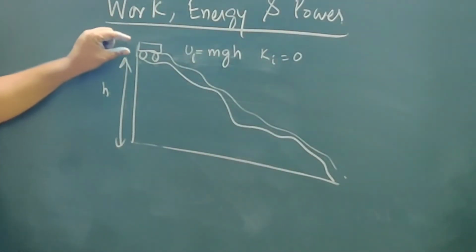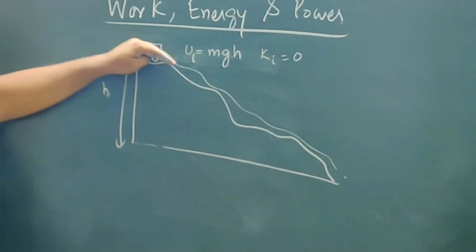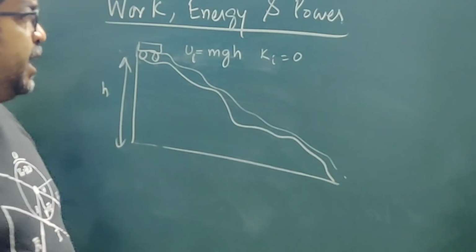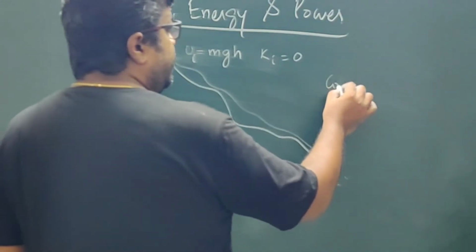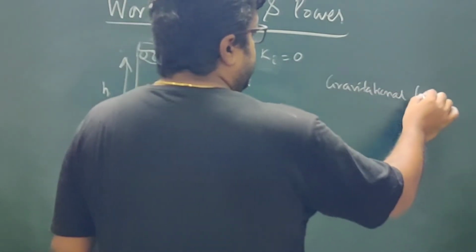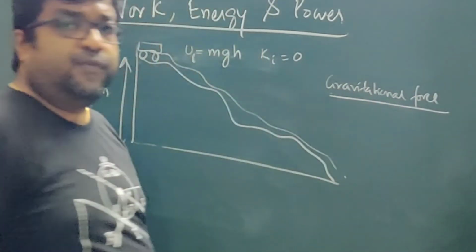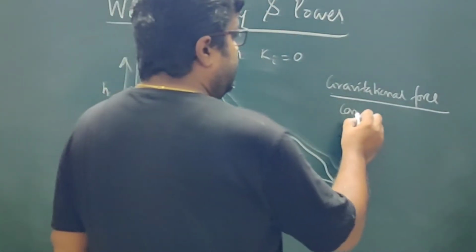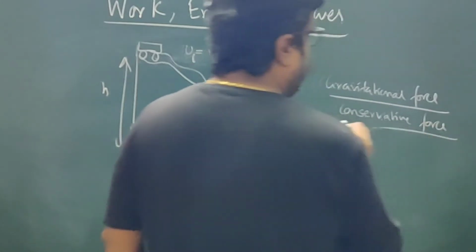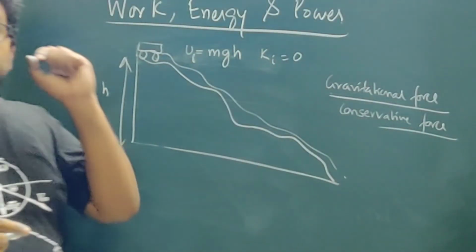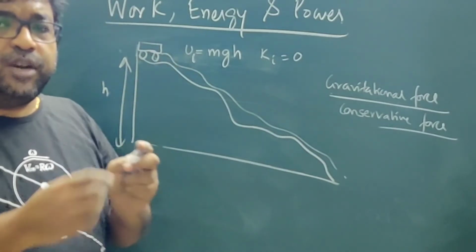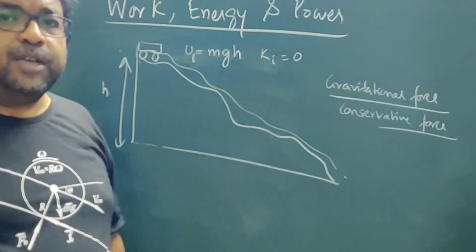Now, when it is left, it will come down. Why is it coming down? Because of gravitational force, and gravitational force is a conservative force. Work done by a conservative force is path independent. It only depends on the final position and initial position. So that means in this case, total energy is going to be conserved.